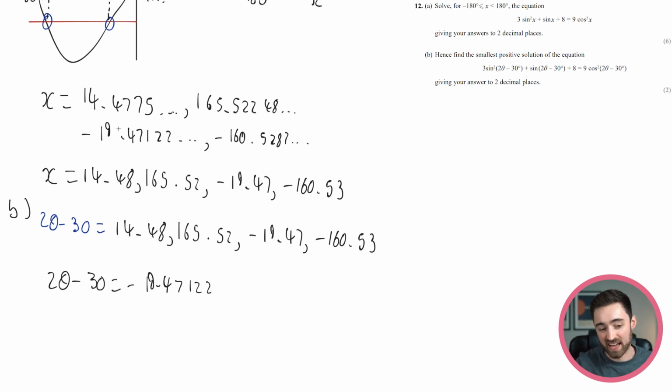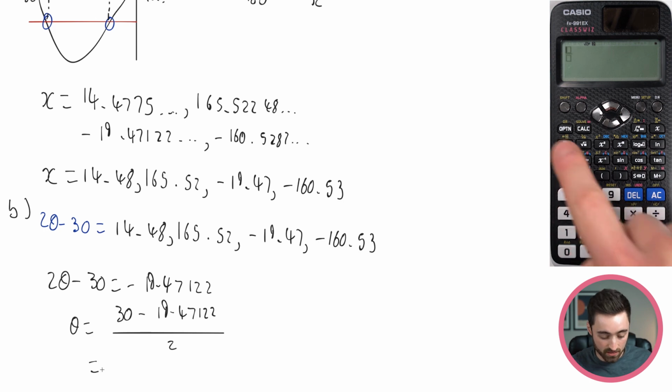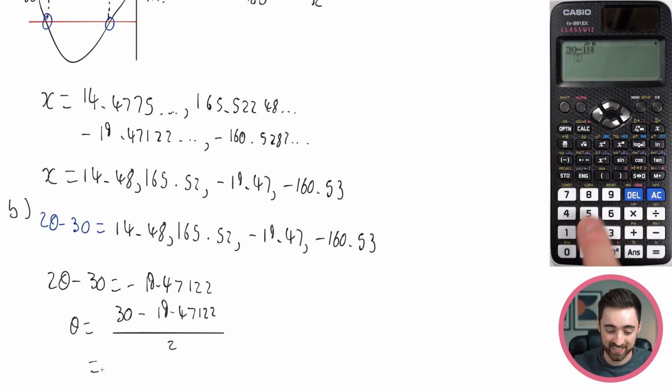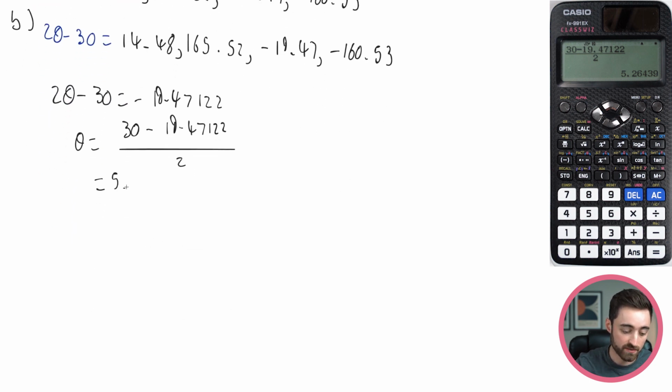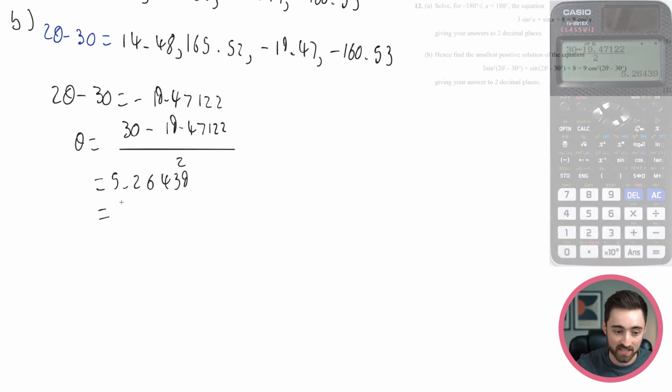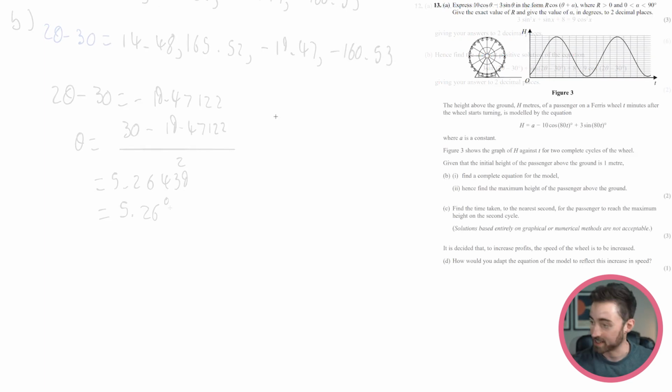Or 1, 2, 2. I'll just write that down so you know what I'm doing here. Okay, so solve it, right? So theta is going to be 30 minus that thing, all over 2. Now I'm going to put this into my calculator. So I'm going to get 30 minus, and then just give me a load of accuracy. 19.47122 all over 2, which is going to be 5.26439. And then to 2 decimal places, I'm going to get theta equals 5.26 degrees.